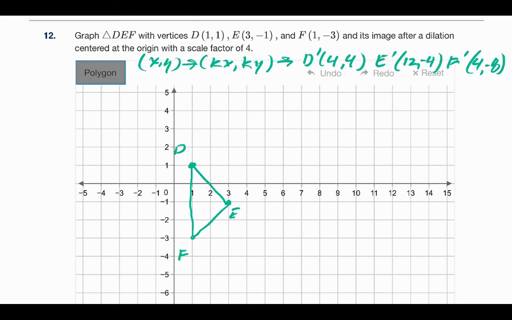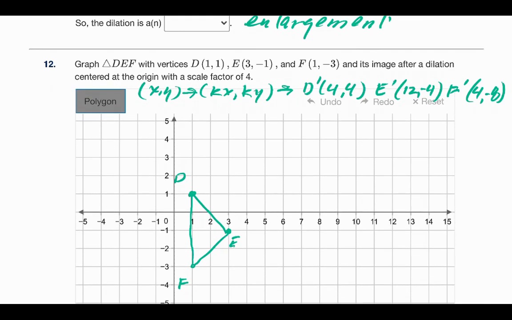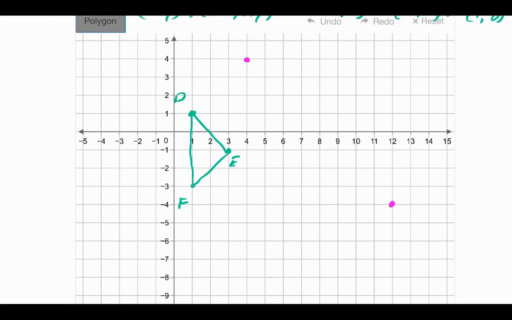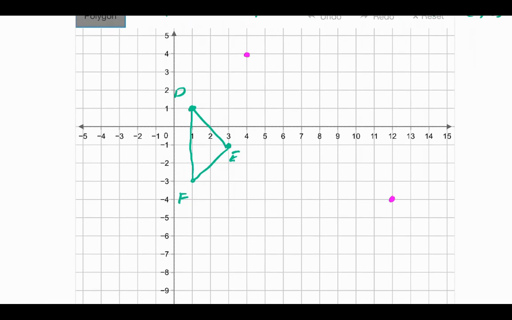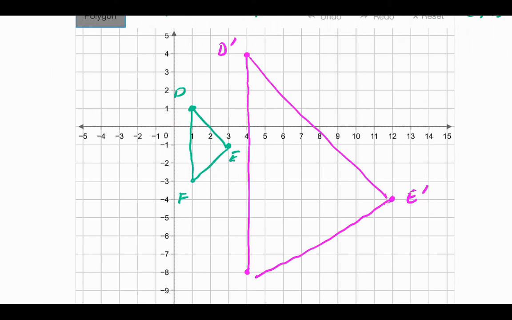So on that one there, what did I say, 4 and 4. So I'm going to go over 4 and up 4. Our E prime is 12, so I'm going to go over 12, and down negative 4. And our F prime is 4 and negative 8, so I'm going to go to 4 and down to negative 8. And as you can see, it did enlarge it. And here's our D prime, our E prime, and our F prime.